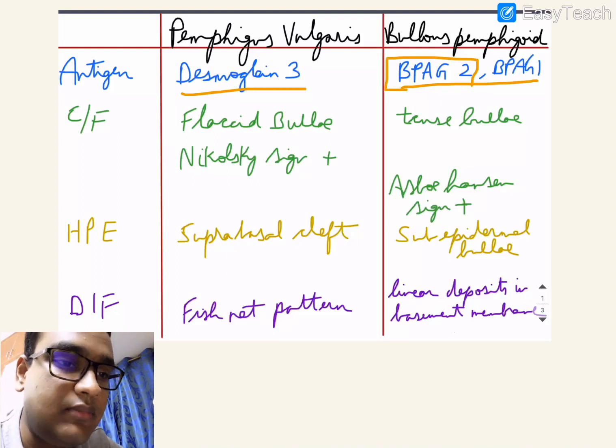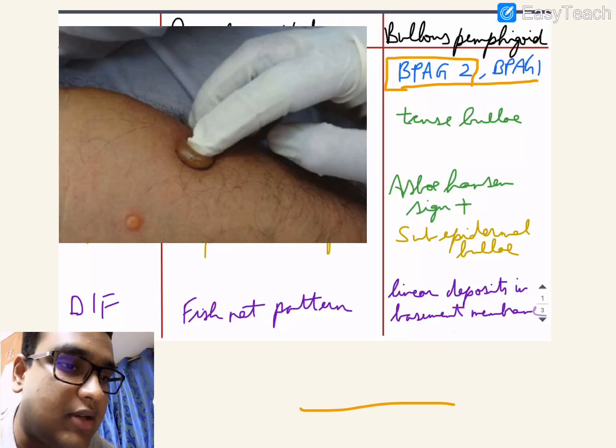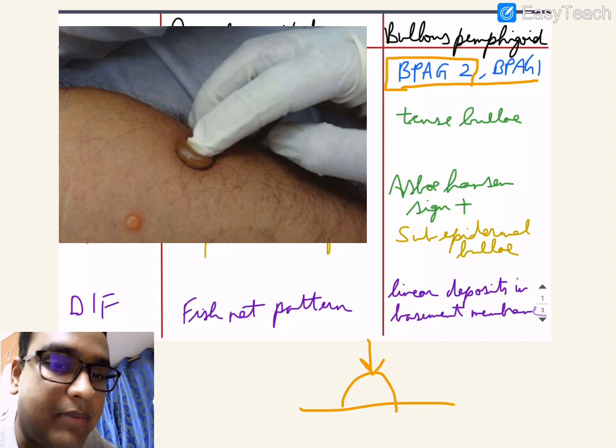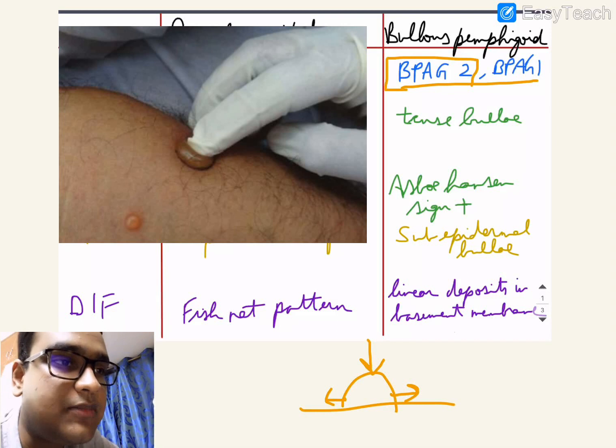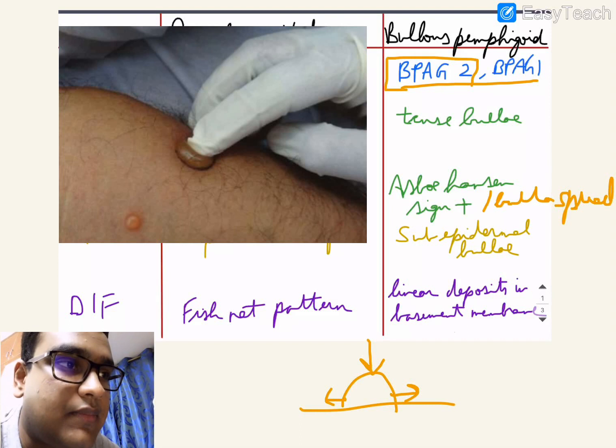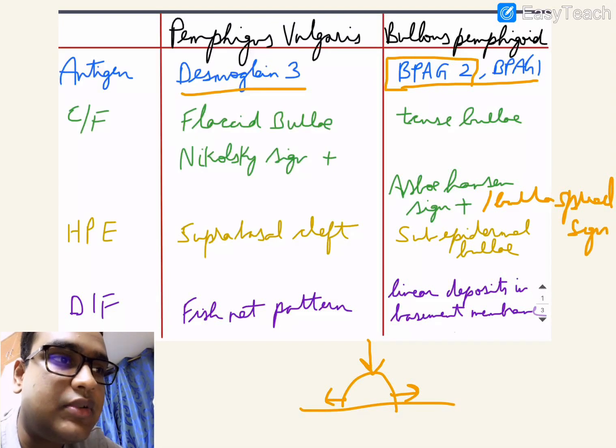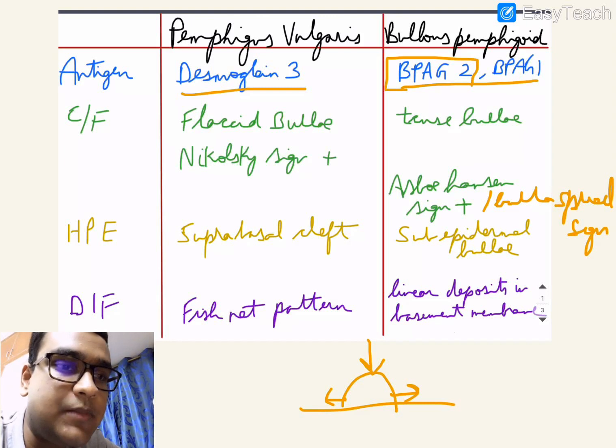Asboe-Hansen sign is when, since it's a tense bulla, you apply a direct perpendicular pressure over the bulla, and this bulla spreads, it enlarges in size. So Asboe-Hansen sign is also known as the bulla spread sign. Nikolsky sign is positive in pemphigus vulgaris and Asboe-Hansen sign is positive in bullous pemphigoid.